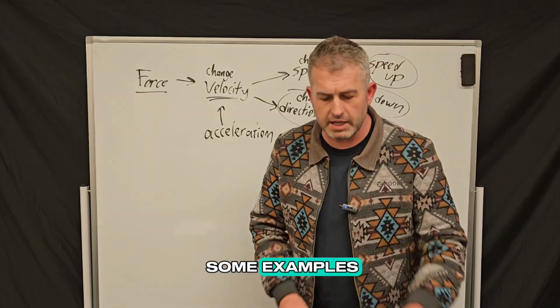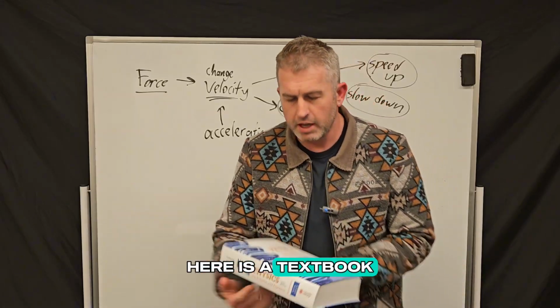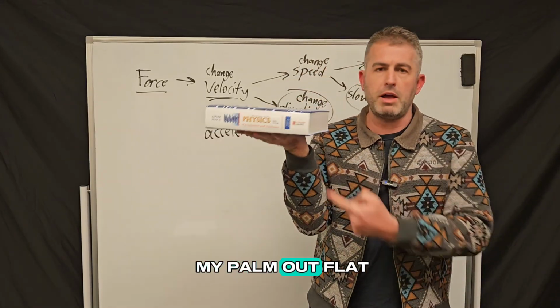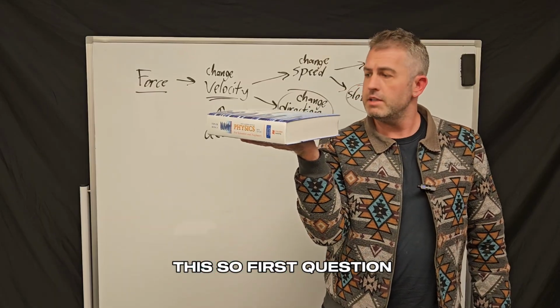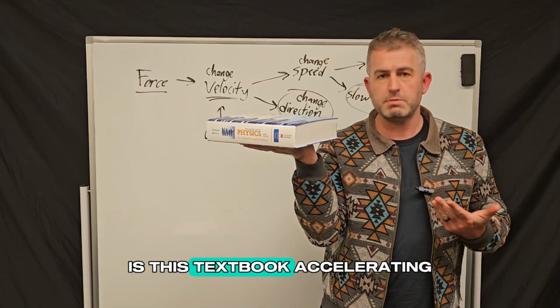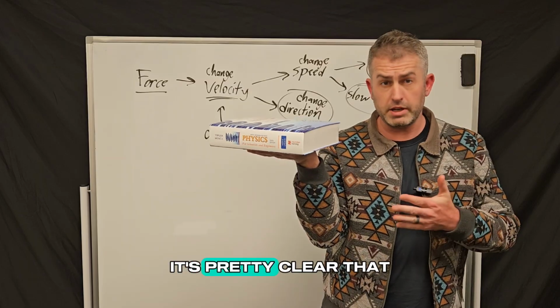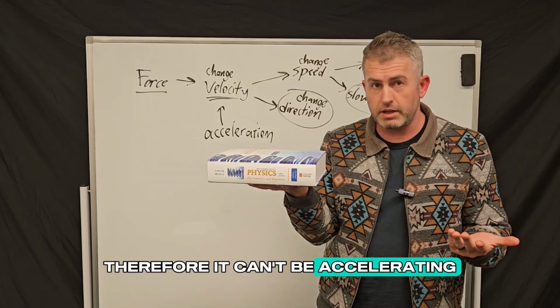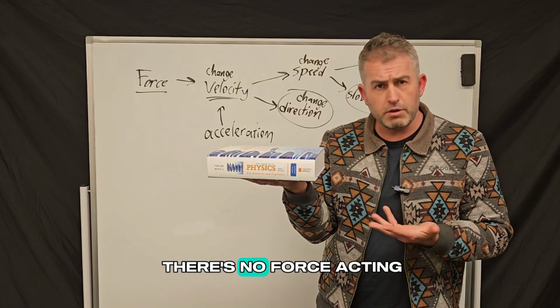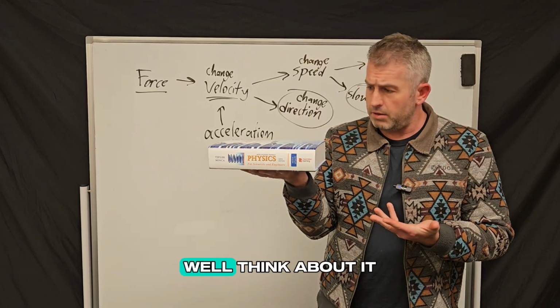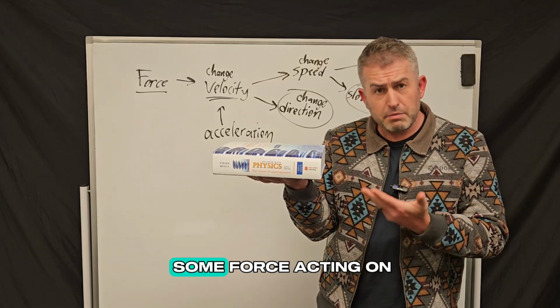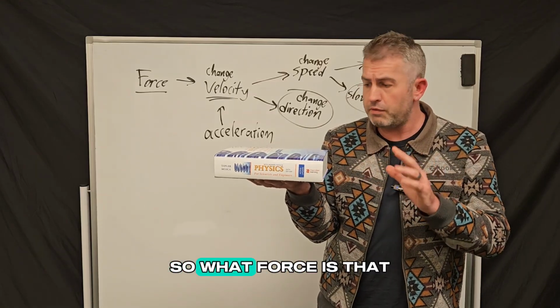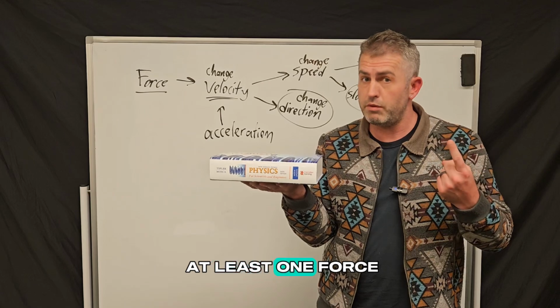So let's look at some examples. Here is a textbook, and I'm going to go ahead and just put my palm out flat and hold it like this. So first question, is this textbook accelerating? Well, I think it's pretty clear that its velocity is not changing, therefore it can't be accelerating. So does that mean there's no force acting on it? Well, think about it. There has to be some force acting on this book, right? So what force is that? Can you think of at least one force?